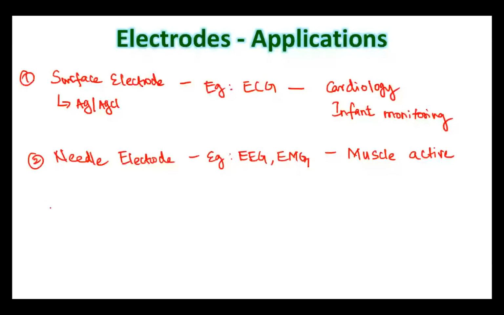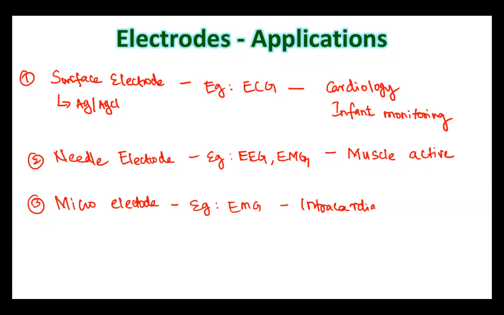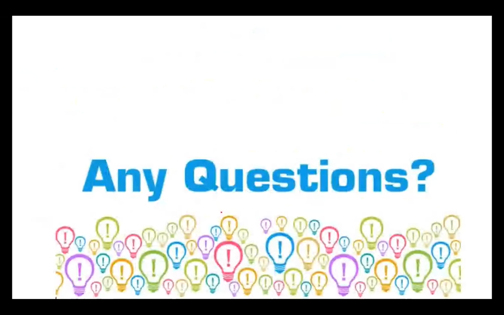And the third one is micro electrode. Where is the micro electrode used? For both EMG and EEG, and for intracardiac applications, that is, internally, the heart or internal structures, where you can use an intracardiac probe. Okay, for the intracardiac probe, they use microelectrodes. Fine, right. So that's it about the application part.